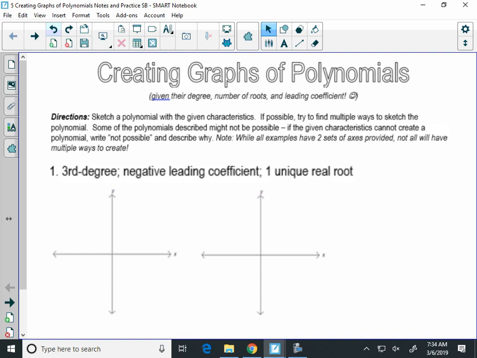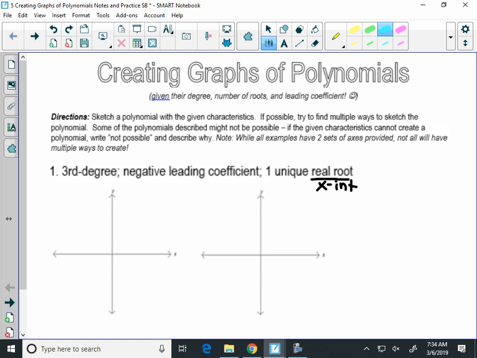All right, so we need a third degree polynomial with a negative leading coefficient and one unique root. Here, one unique real root is going to mean one unique x-intercept. Now, third degree, we need to remember all of our characteristics. Third degree is odd, and odd degree polynomials have arrows that point in opposite directions. So one arrow is going to point up and one arrow is going to point down.